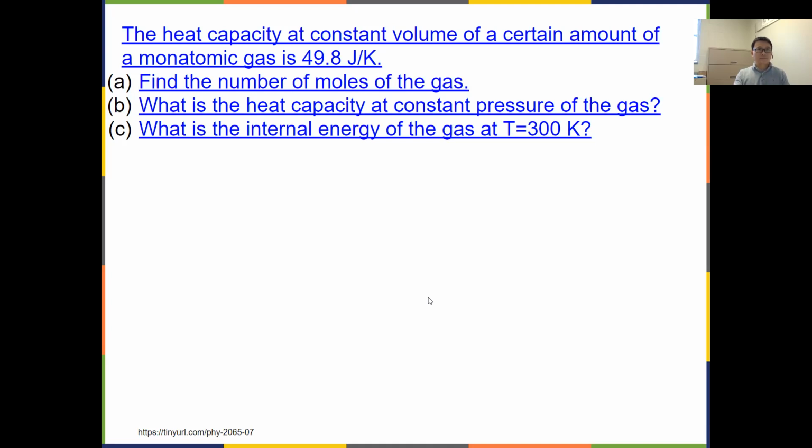All right, so here is an example again. It says the heat capacity at constant volume of a certain amount of a monatomic gas is 49.8 joules per Kelvin. It says heat capacity, so we want to be careful: this is not molar heat capacity. This is the total heat capacity, meaning the molar heat capacity multiplied by the number of moles you have. So you can use that to find the number of moles. For a monatomic gas, let me stop sharing and switch to the paper to show you the work on this one.